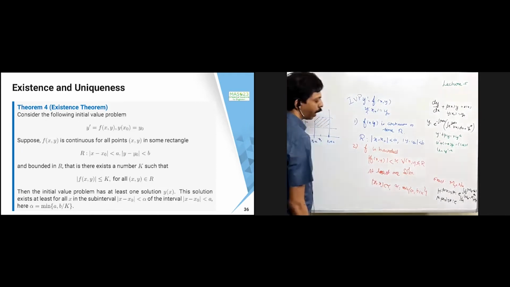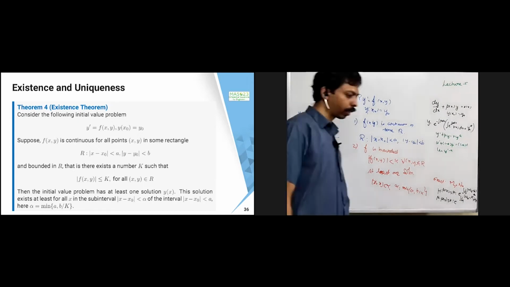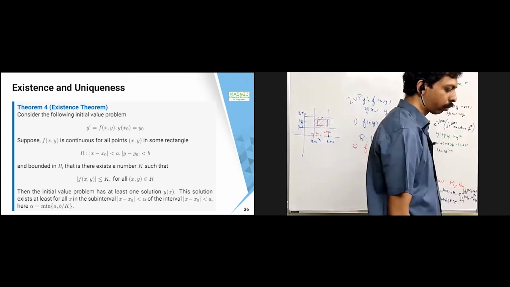But if alpha equals b by k, if it is not the minimum, then I am going to have something like b by k here. Only in this small rectangle it is going to exist. This is x naught minus b by k, and this is x naught plus b by k. So in this interval only we are going to get a solution. That means you are not going to get it everywhere, only at a few places where the solution exists, in a small rectangle. So this is what is guaranteed.